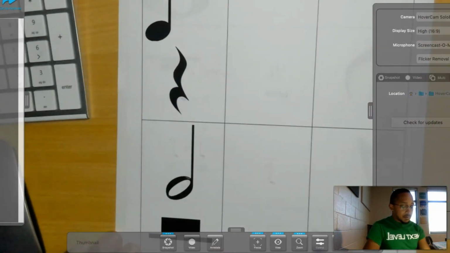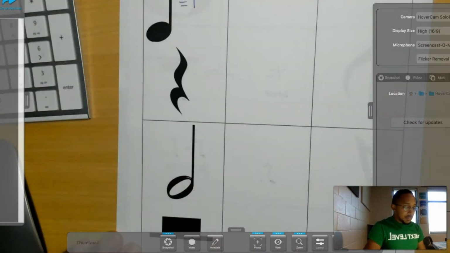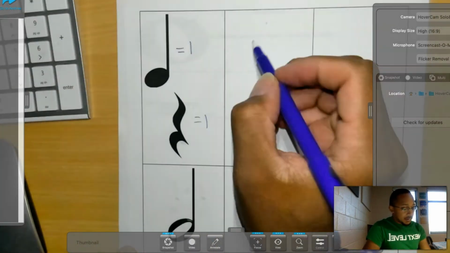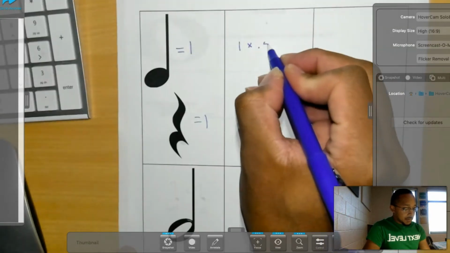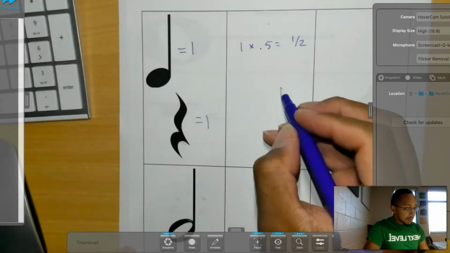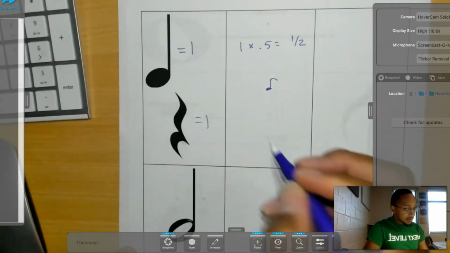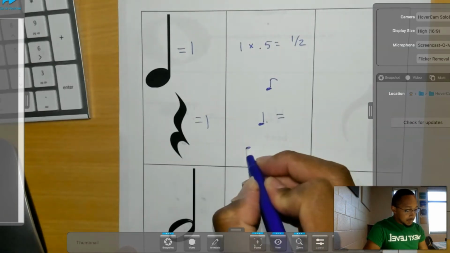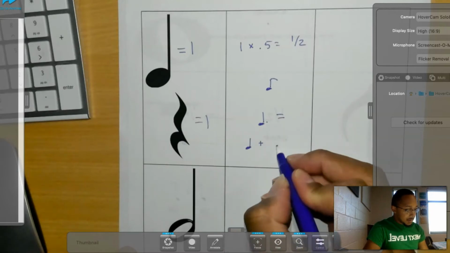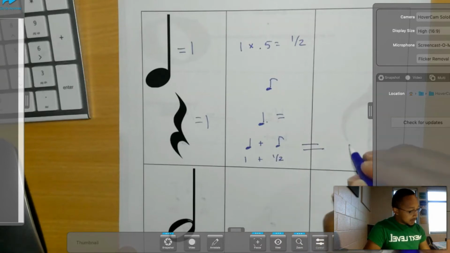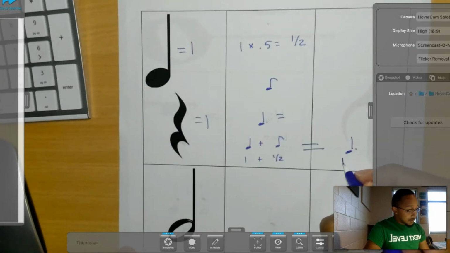Next, we have the quarter note. Quarter note's equal to 1 beat. Quarter rest is also equal to 1 beat as well. Half of 1 is 1/2. We know that from the previous page, a note that's worth half a beat is that 8th note. So our dotted quarter note is going to be equal to the quarter note plus the 8th note, 1 plus 1/2, and that is going to equal for us the dotted quarter note, 1.5 beats.